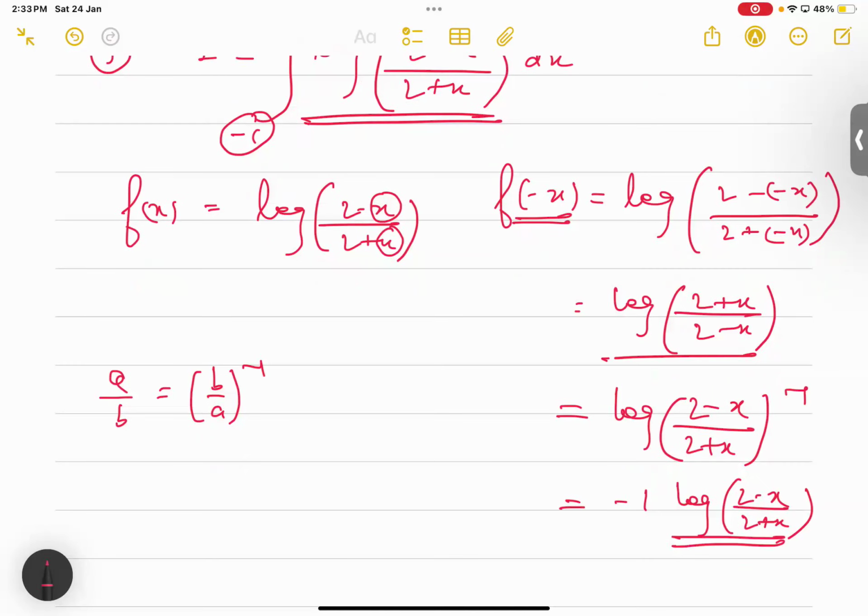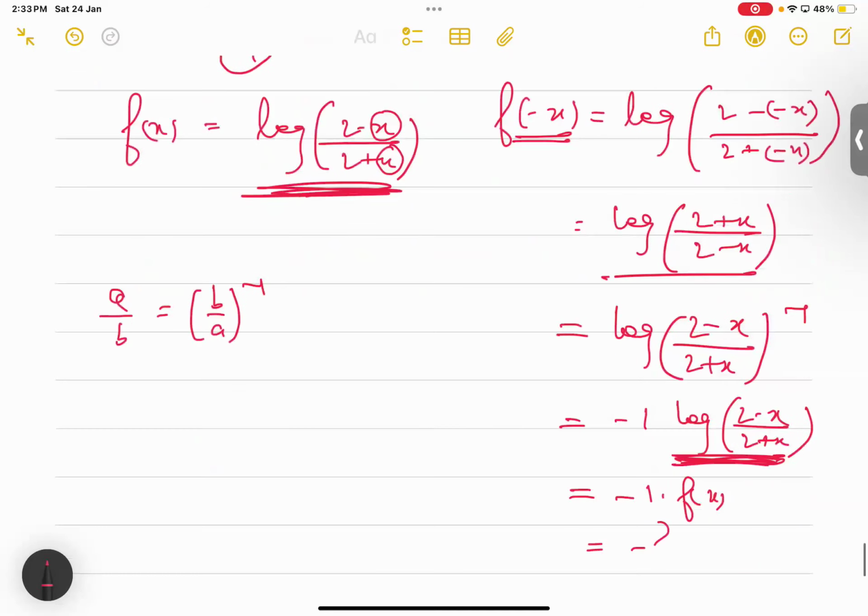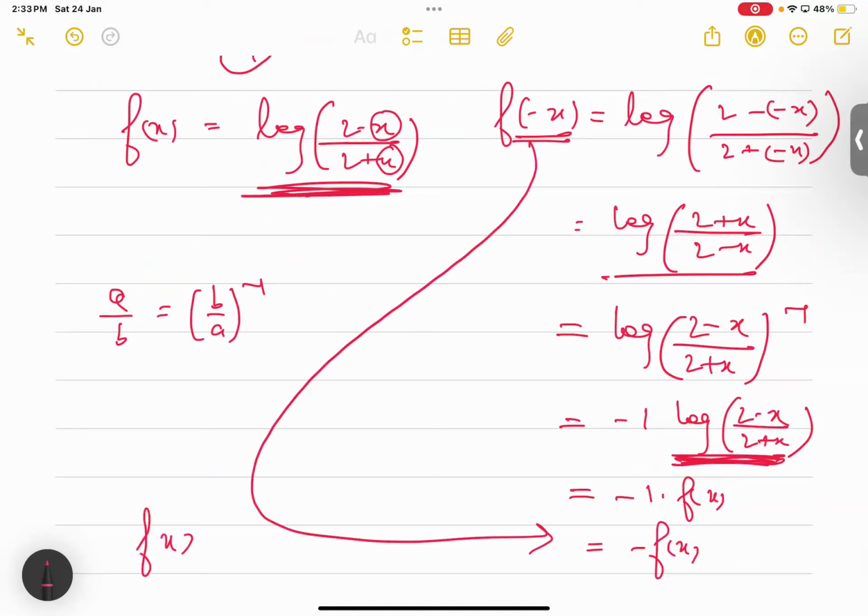Now what is this, guys? This is f of x. So this is minus f of x. And if f of minus x is minus f of x, then the function is odd. Whenever the function is odd, I equals 0. So is it even? If even, then some other formula is there that will do.